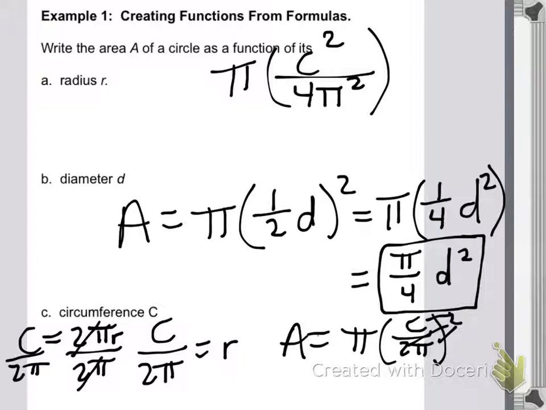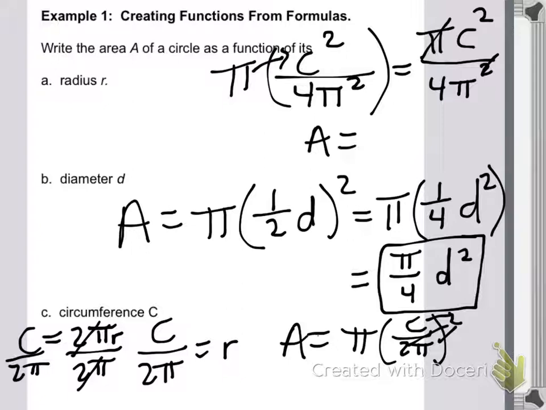All right. Now, if I multiply the pi times the top, I would get pi C squared over 4 pi squared. Now think about how you can reduce that, guys. You have a pi on top and a pi squared on the bottom. So I can reduce out one of the pi's. So my final answer for part C, the formula for area of a circle as a function of its circumference, is A equals C squared over 4 pi.